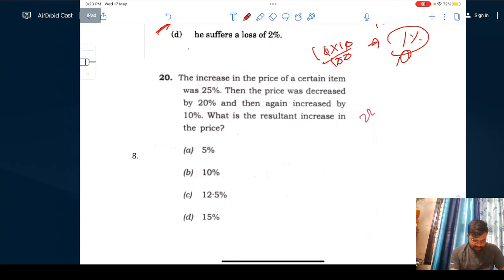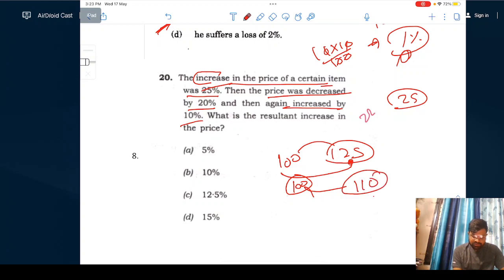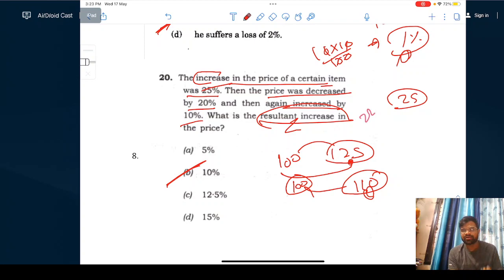Okay, this is a price. A certain item was increased by 25%. Let us assume the earlier price was 100, then it became 125. The price was then decreased by 20%. Now 20% of this will be 25 rupees. So 10% of this will be 12.5, 20% will be 25. So with 25 decreased, it is back to 100. Now again increase by 10%, 110 rupees. So the resultant increase is 10%. This is very simple. Assumption will make your work very easy.